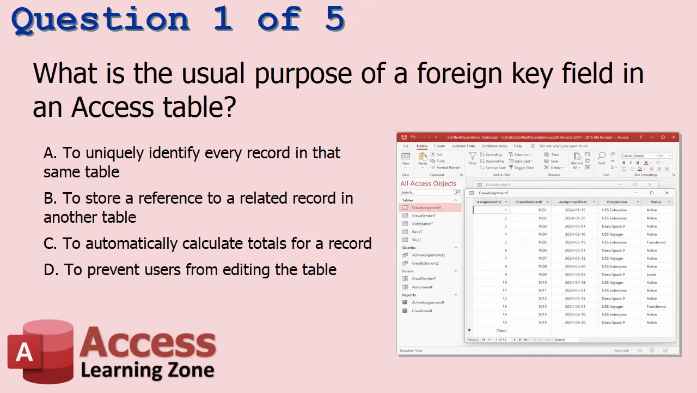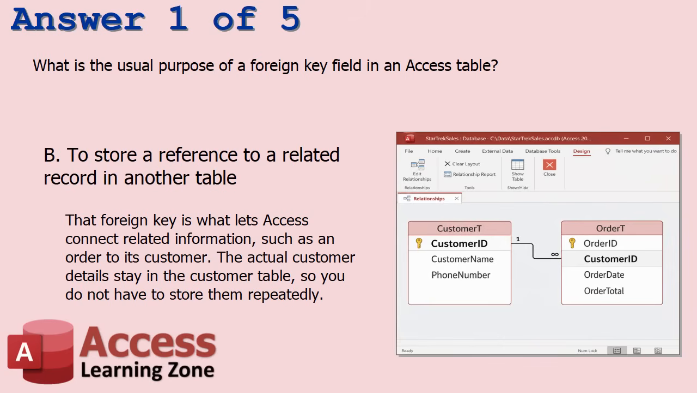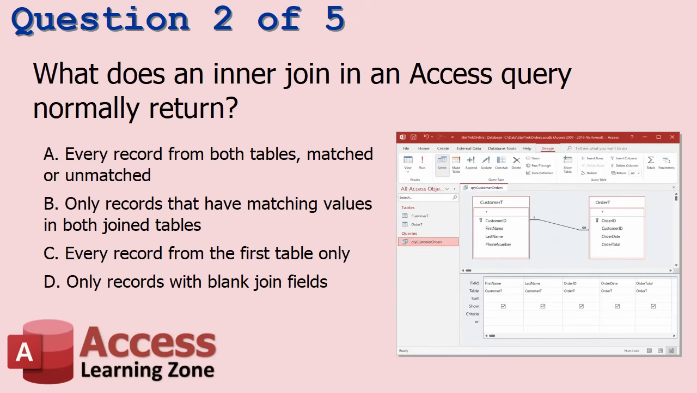Question 1. What is the usual purpose of a foreign key field in an Access table? To identify every record in that same table, to store a reference to a related record in another table, to automatically calculate totals for a record, or to prevent users from editing the table. That is B, to store a reference to a related record in another table.